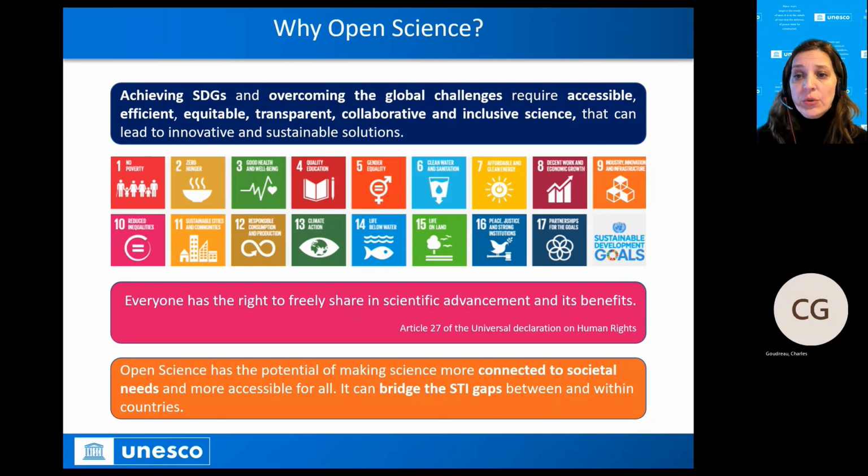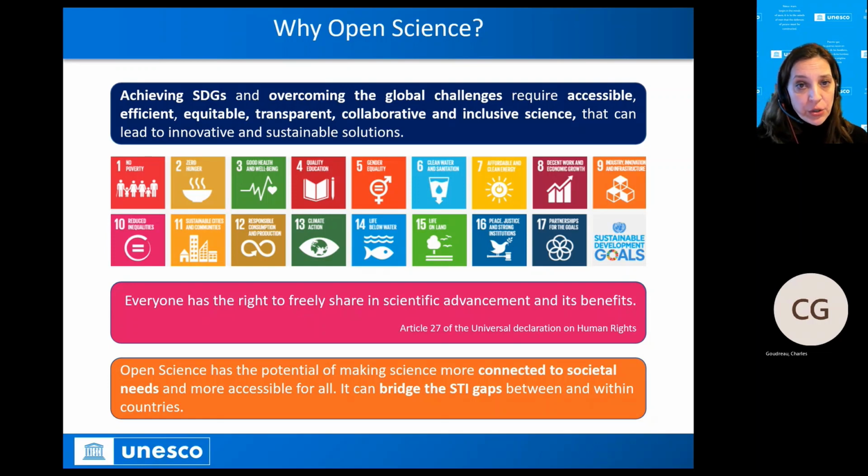In this context, we have to remind ourselves that Article 27 of the Universal Declaration of Human Rights says that everyone has the right to freely share in scientific advancement and its benefits. And this human right has been particularly relevant in the context of the COVID pandemic. So here again, the need for open science comes across very strongly as one of the possible tools to enact this Article 27, to give rights to freely share in scientific advancement and benefits for all.